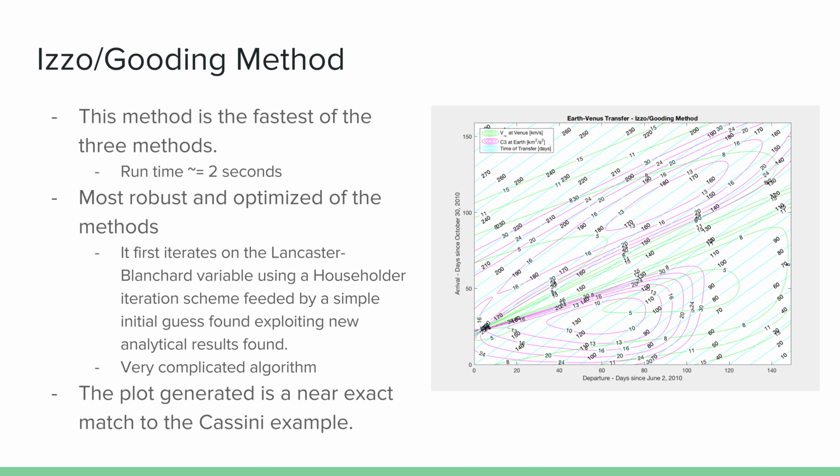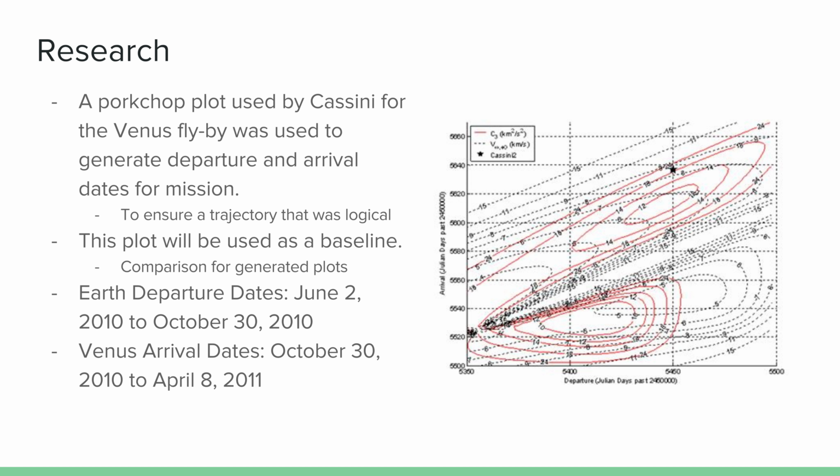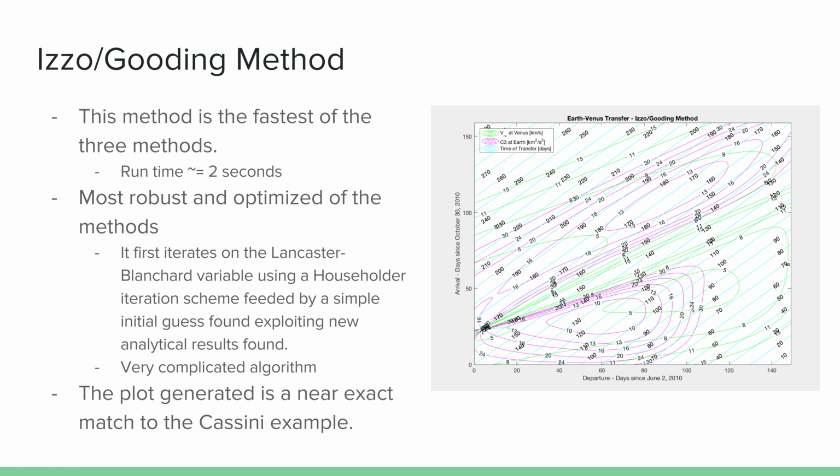So the first method implemented was the Izzo-Gooding method. This method was extremely quick, took about 2 seconds, and that's pretty much because this method uses an extremely complicated iterative scheme, but it's very optimized for time and it's super robust. You can see on the example on the right, it generated a plot that was almost an exact match of the Cassini plot, so I can show you that now. If I switch back and forth, you can kind of see that. So this method was extremely accurate and very fast.